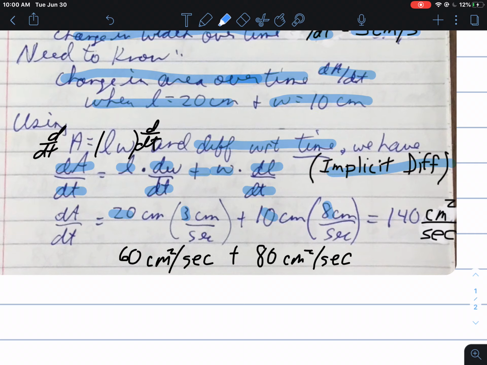Since we're looking at centimeters for length and width, our unit for area would be square centimeters, right? And that's change in area over time, which is in seconds, so I should end up with a unit of square centimeters per second if I do the correct calculation. So I know what the unit should be. That oftentimes can help make sure you're doing the correct calculation, because if your unit doesn't come out to be what it's supposed to be, then something's wrong with your calculation.